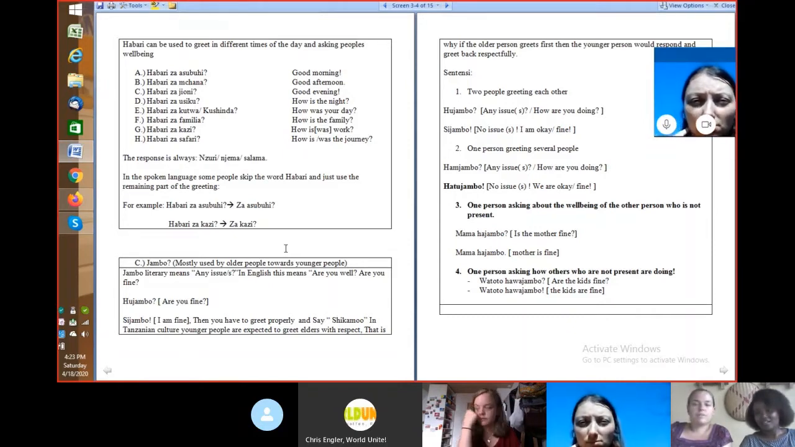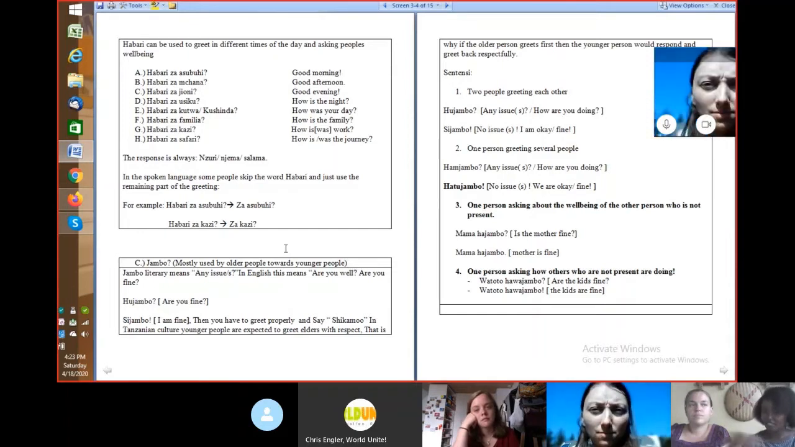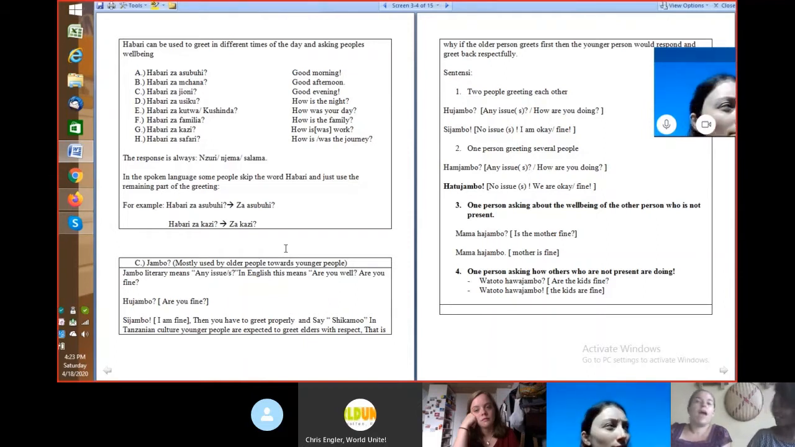Yeah, and then it can also be used for more than one person. For example, a teacher goes to the classroom, and the students are already sitting in the classroom and the teacher is coming in, and then he has to greet like "Hamjambo," and the students will answer "Hatujambo, shikamoo mwalimu." "Marahaba." Yeah, that's an example. So in plural, it's hamjambo, and the response is hatujambo.